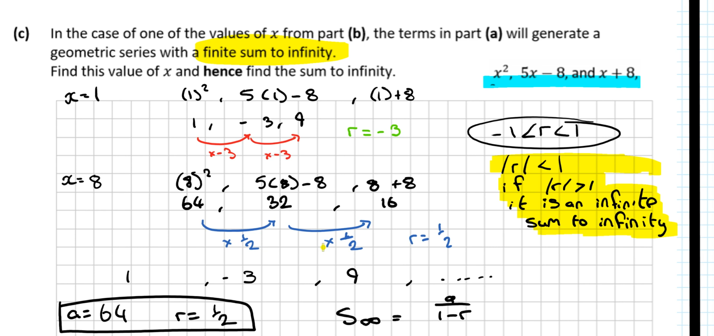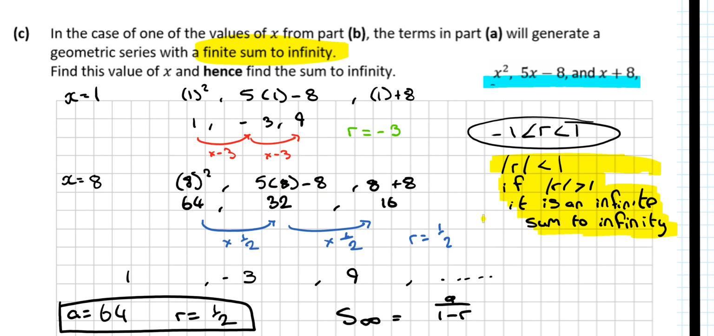Whereas with a scenario like this, because I'm adding a smaller number each time, I'm going to go 64, 32, 16, 8, 4, 2, 1, a half, a quarter, an eighth, a 16th, a 32nd, a 64th, a 128th, a 256th. So you can see the numbers are getting smaller and smaller. So eventually we'll get to a point where we can't go any further.